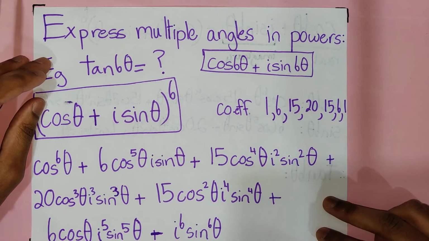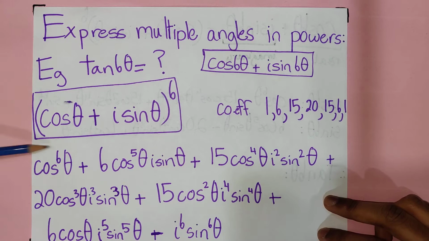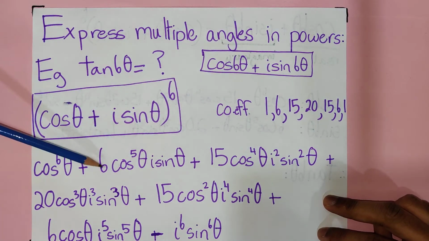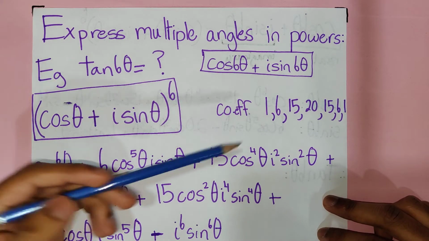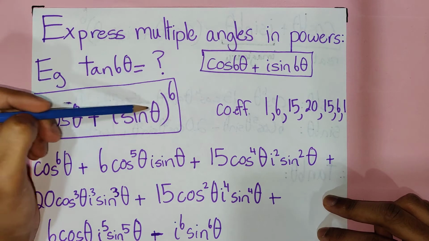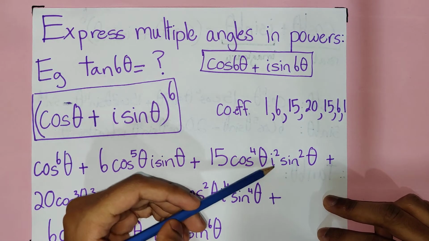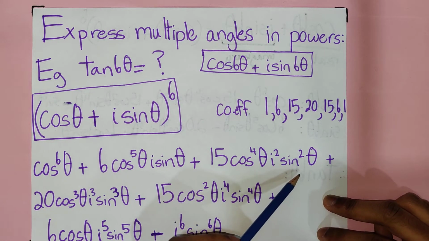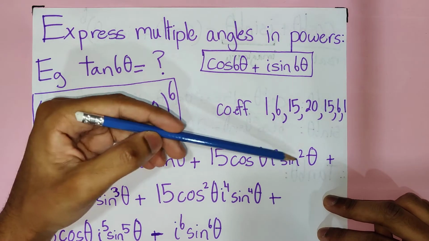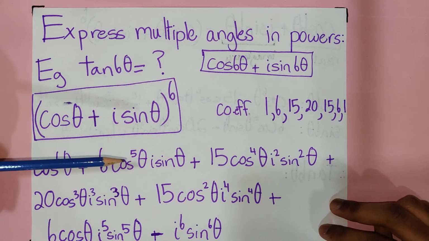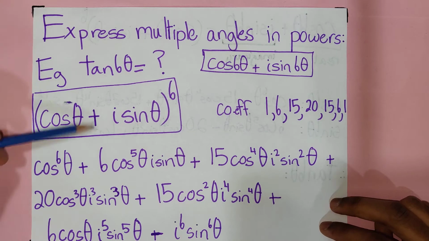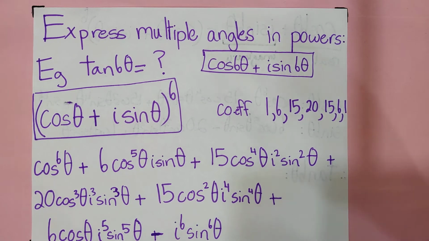If you do that, you should get something that looks like this. So we have cosine to the power of 6 theta, we drop the power to cosine 5, coefficient is 6, i sine of theta. Next we have 15 cosine to the power of 4 theta, and don't forget you're squaring this whole thing, so it should be i squared sine squared theta. The next coefficient is 20, and you do the same thing. You drop the power, increase the power of this by 1, and you end up with this entire expression here as the expansion of this.